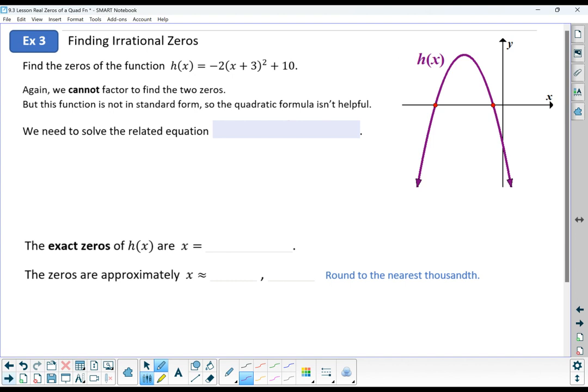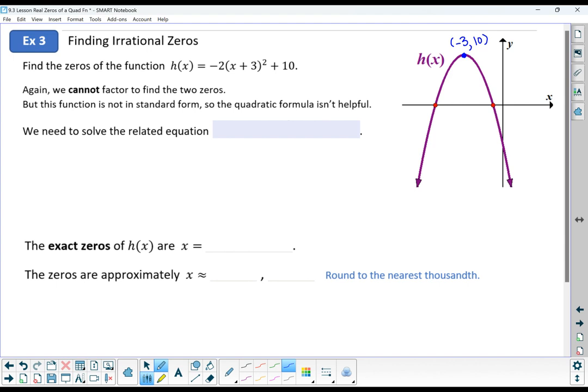This time our function is actually given to us not in standard form, but in vertex form. So if we wanted to right now, we could just say that the vertex is at negative 3, 10. And the negative 2, again, at the beginning, that is the stretch. So this is going down 2 over 1, down 6 over 1, down 10 over 1 for that pattern. And we don't have a scale on our y-axis, so we can't count that pattern out on the grid, but that's what it's doing. Okay, so again, we can't factor this.